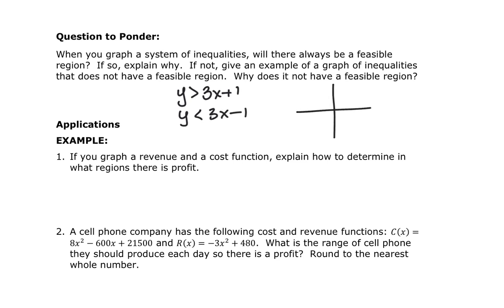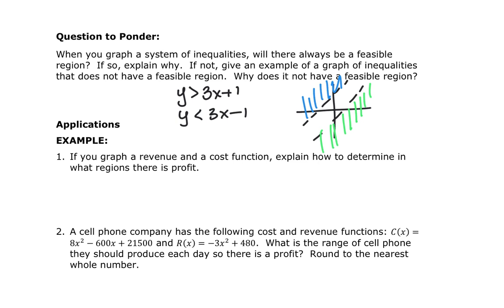And in this case, they're going to be two lines that are dashed. The first line is going to be shaded up. The second line is going to be shaded down. And these two aren't ever going to have any place in which they're both shaded. So you're not going to have a solution. So if you graph a revenue and a cost function, how would you determine the regions where there is profit?